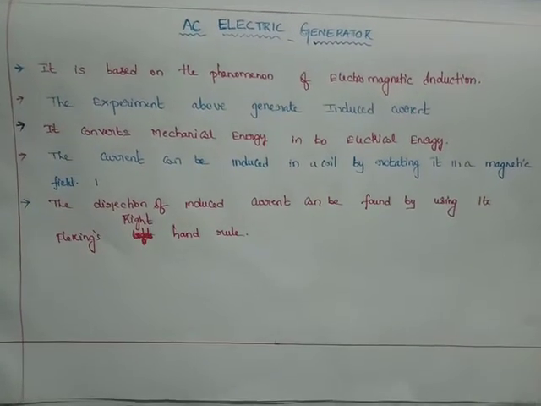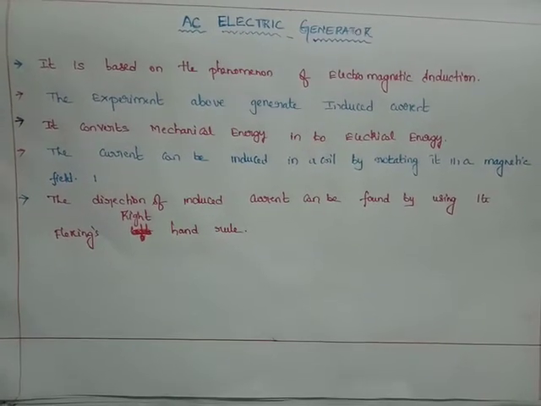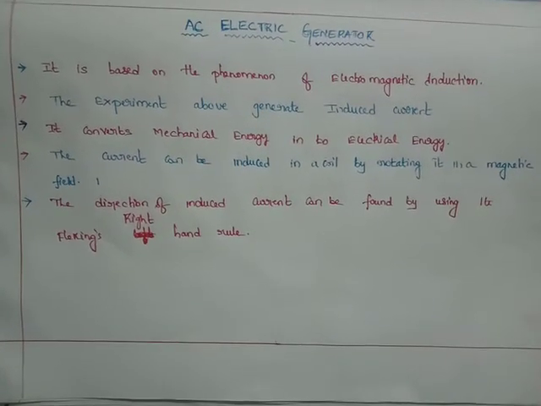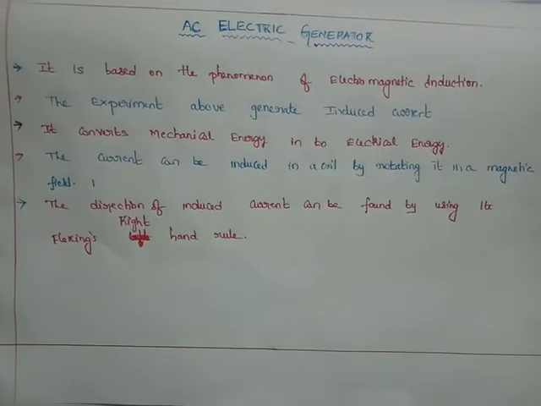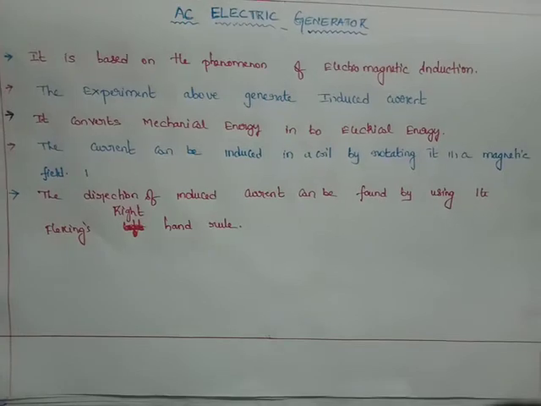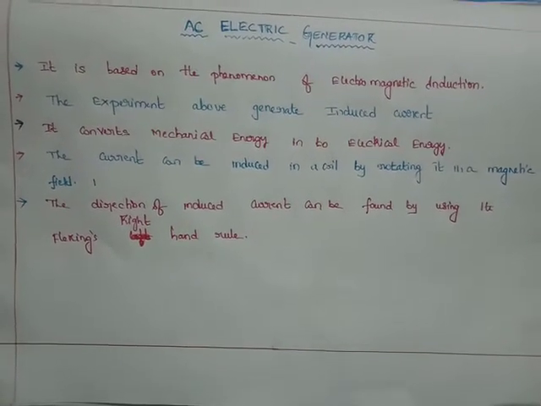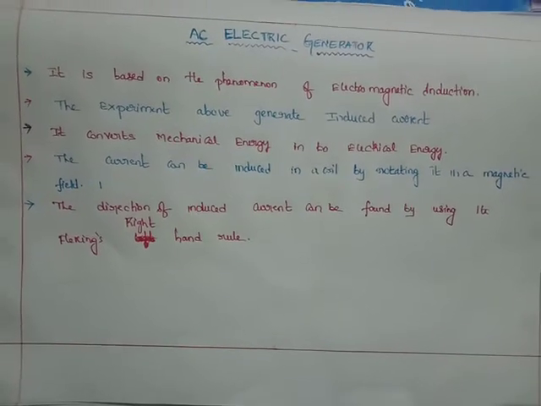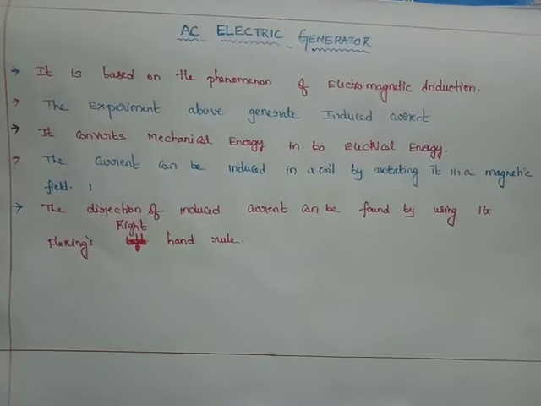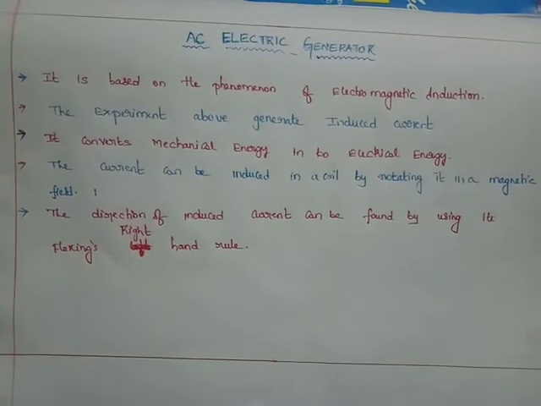Now, the experiment about generating induced current. The induced current arises because the magnetic flux changes with every half rotation of the coil. Let us see. It converts mechanical energy into electrical energy. So the AC electric generator converts mechanical energy into electrical energy, and the current can be induced in a coil by rotating it in a magnetic field.